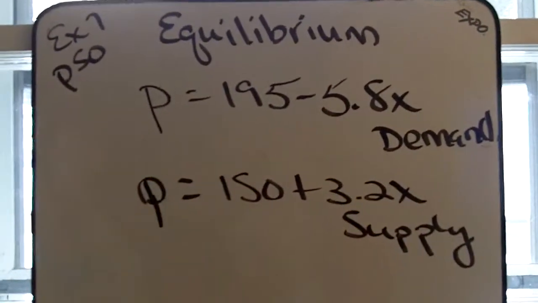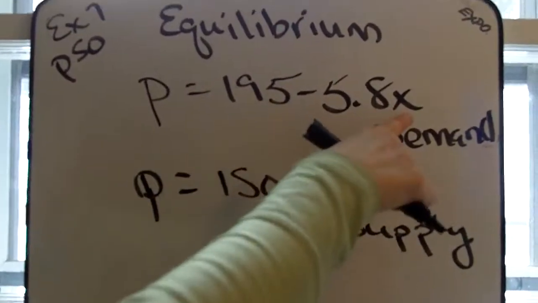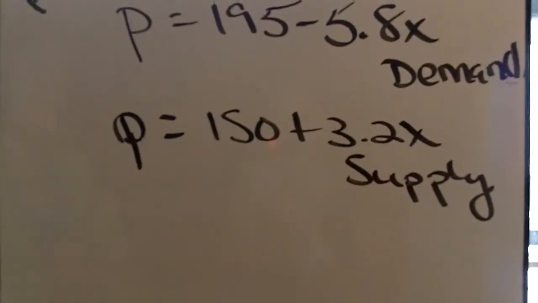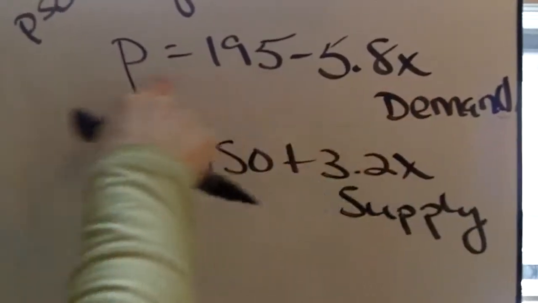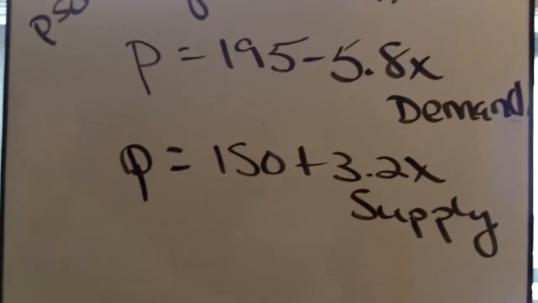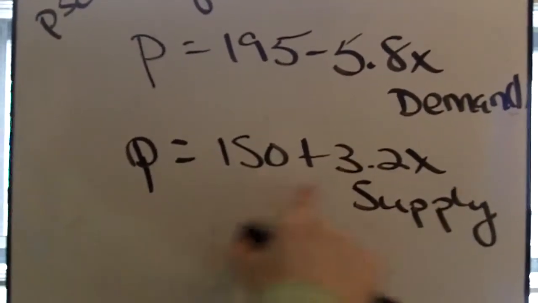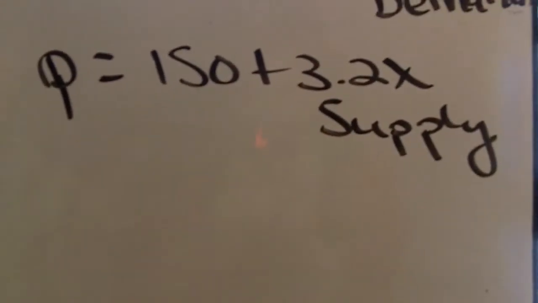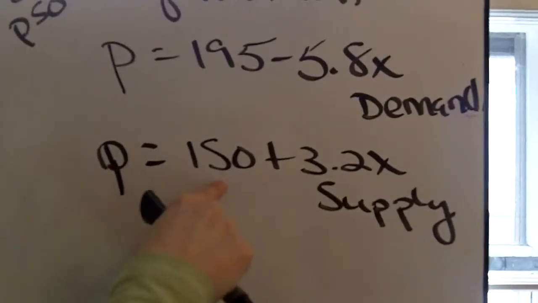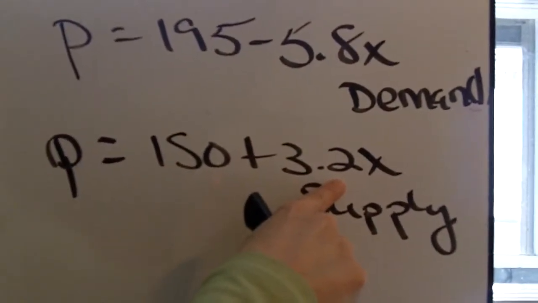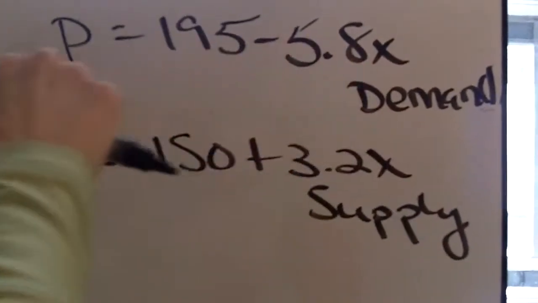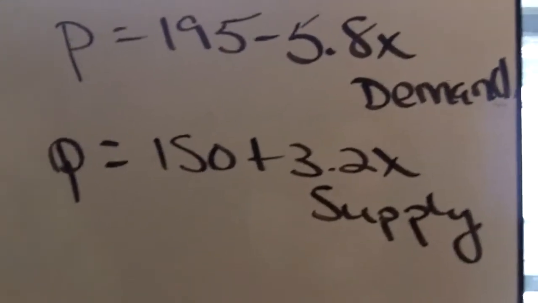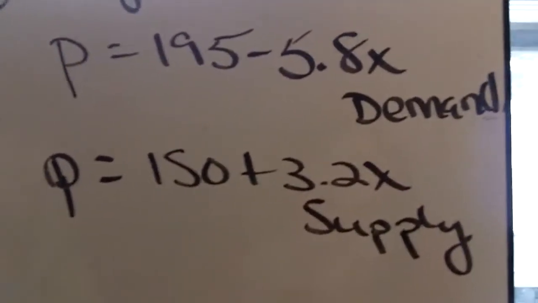P is standing for the price in both of these situations. X, again, is the number of units. It's always the number of units. So this would describe people wanting to buy whatever you're producing, and this would describe your supplying that. So, for example, if it was 10 units, you would set the price at 150 plus 32. If it was 10 units, the people would expect the price to be 195 minus 58. So that is how the demand and the supply function work.